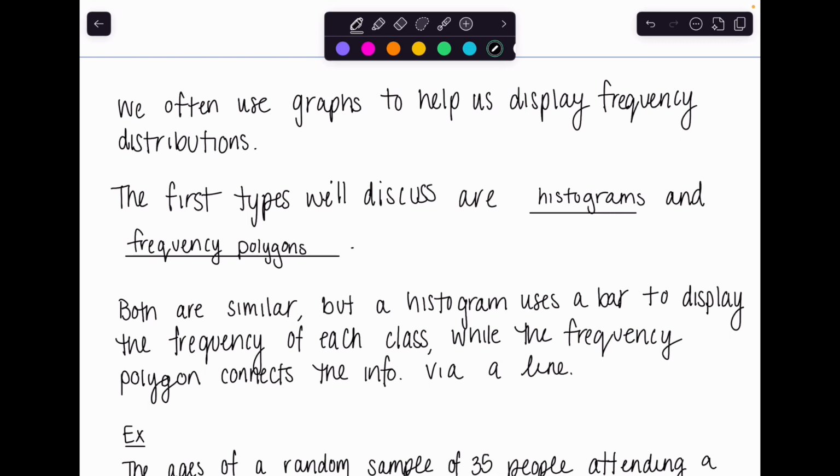So what we're going to do is look at a specific example, and we'll use this for all the different types of displays and graphs that we're going to use. So we'll refer back to the same frequency distribution.